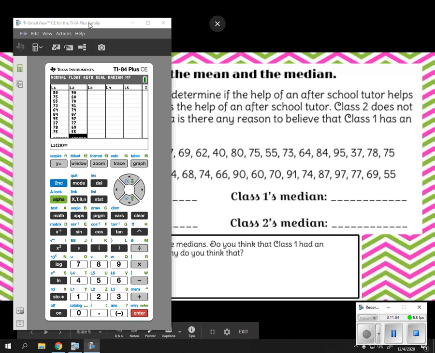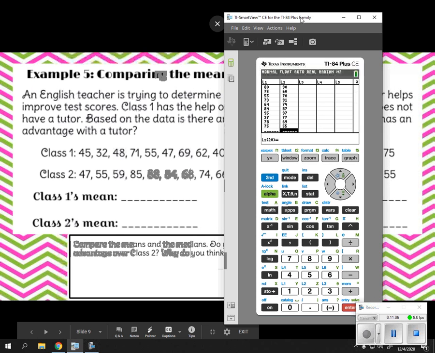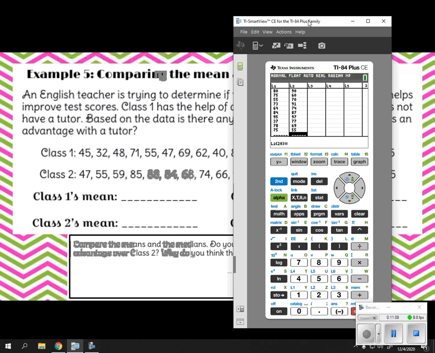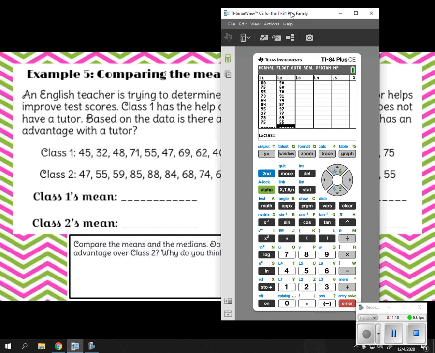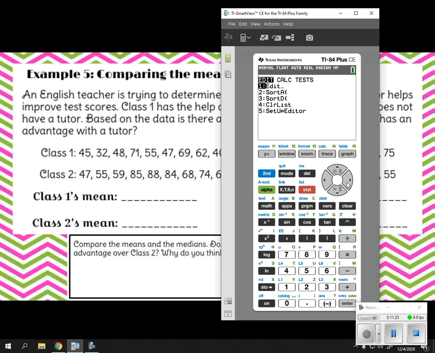All right, I have all my data in. I paused the video so that I could put it in so you didn't have to watch me. But I did put L1 for class 1, L2 for class 2, just to show you what to do. But be very careful and do not run a linear regression for these. So if I hit stat, right, and 1, notice that I have L1 in there. It's going to just do the one-variable statistics for L1.